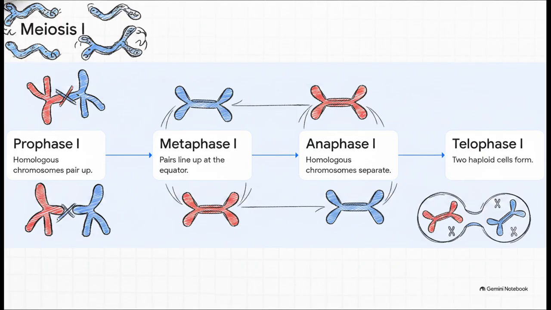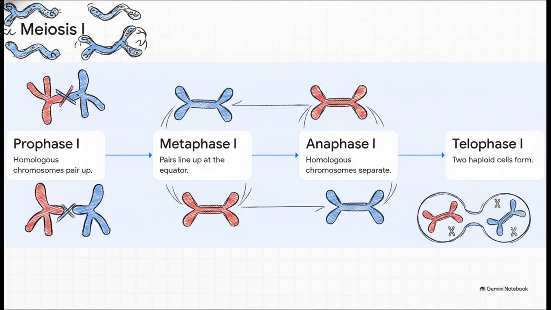Let's walk through this first crucial round right now, Meiosis I. Before this even begins, the cell has already copied its DNA. Then in prophase I, something completely unique happens. Homologous chromosomes, these are basically the matched pairs containing the same genes, one from each parent. They actually find each other and pair up really tightly.